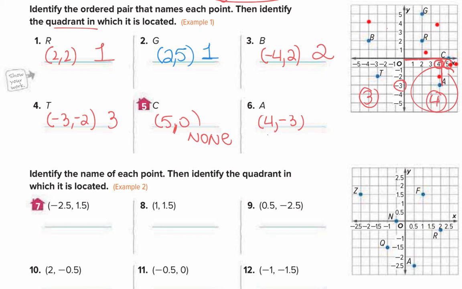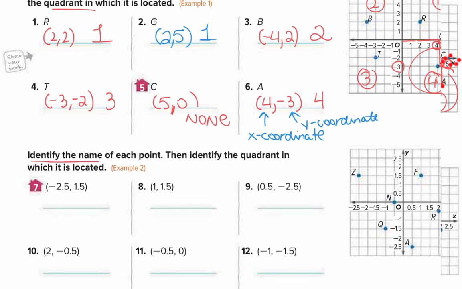Also, in every ordered pair, the first number is called the x-coordinate because you find that number on the x-axis. The second number is called the y-coordinate because you find that number on the y-axis. So for example, letter A, we went 4 to the right on the x-axis, so that's our x-coordinate. We went 3 down, so we got to -3 on the y-axis, so that's our y-coordinate.